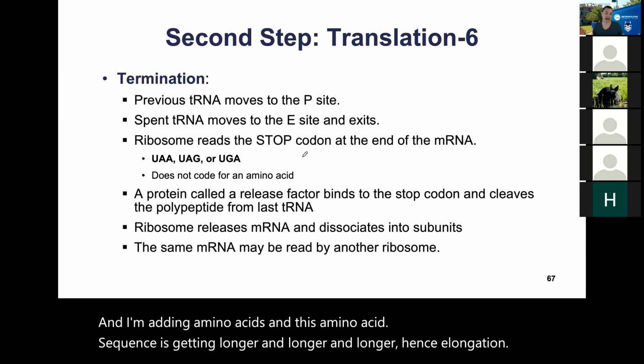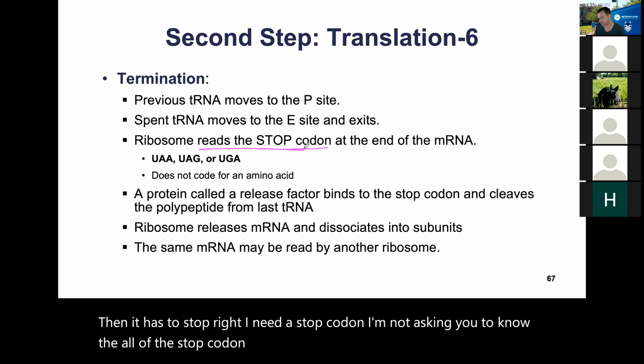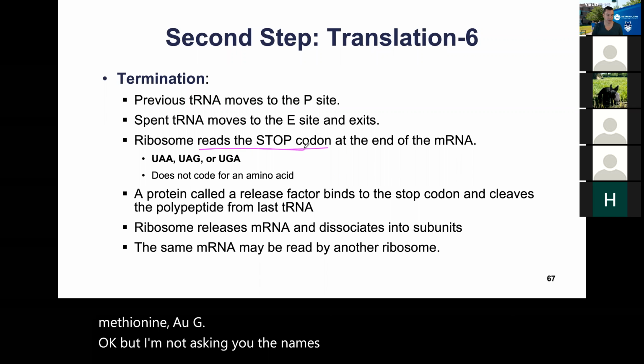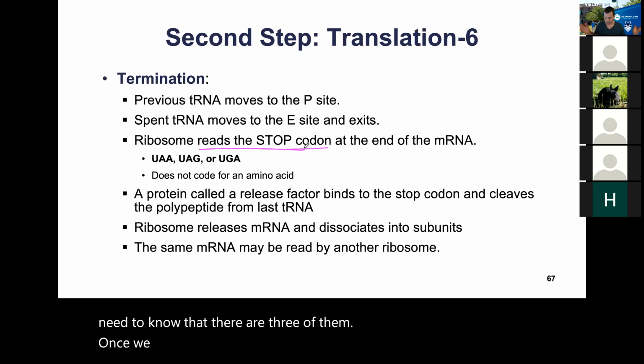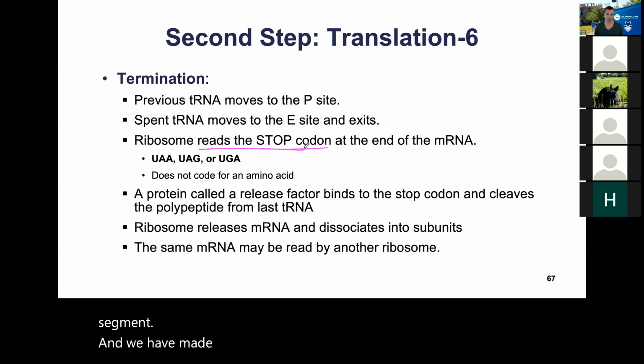Then it has to stop. I need a stop codon. I'm not asking you to know all of the stop codon names. I'm asking you to know where the start is, methionine, AUG. But I'm not asking you the names of the specific stop codons. You just need to know that there are 3 of them. Once we reach the period to the sentence, we are done reading that segment, and we have made my protein.